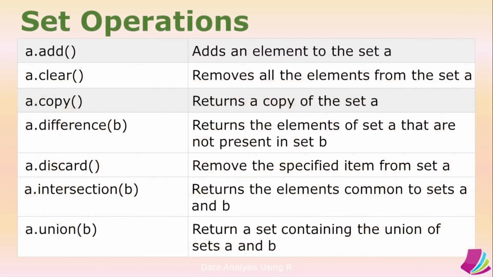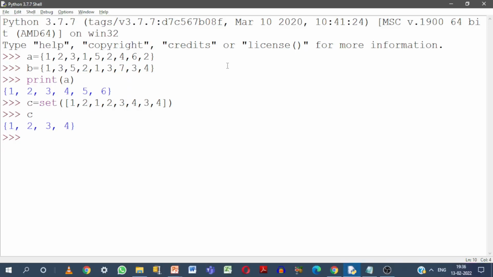Alright, let us go through this one by one. First one is an add command. It adds a single element to the set A. Okay, so we already have a set A. Let us add the number 7. Initially, when I print the set A, I had elements up to 6, but now I have added an additional element 7.